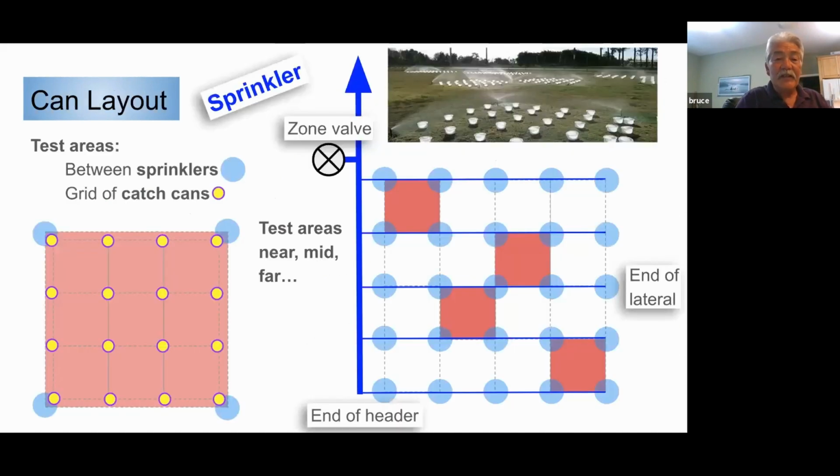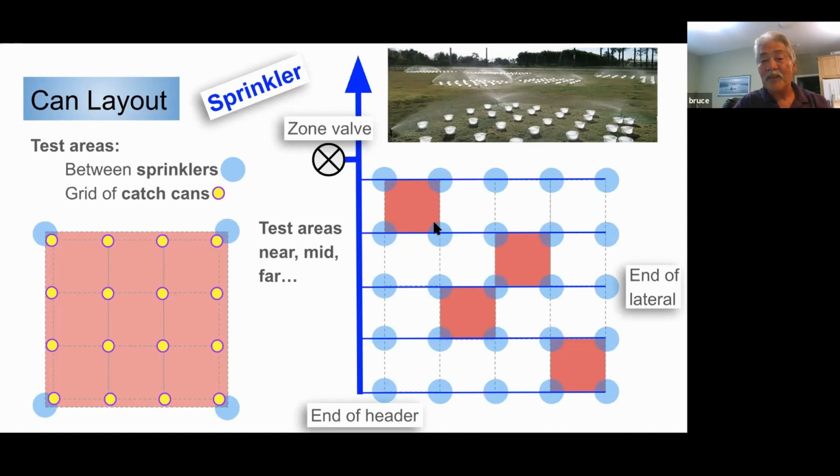Next, please. The more cans, the better the results are going to be. So here's how you do a layout for sprinklers. You have a given area. The yellow dots denote the grid of your catch cans in that area. So in those areas, where are you going to put catch cans? You want to put some at the beginning of lateral lines, so you want a minimum of 4 at that location.